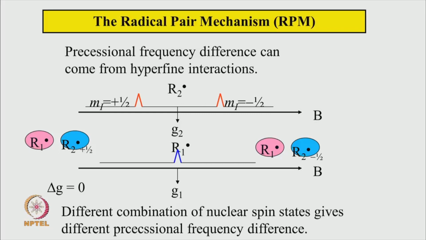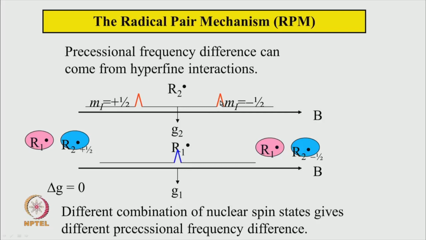So, in what other way can the precessional frequency be different? We now bring in the role of hyperfine interaction. Let us say radical 1 has no hyperfine line, so it appears at g equal to this g1. Radical 2 also appears at the same place, that is, delta g is 0 for both of them, but it has one spin half nucleus. So, they give a doublet line, one line here, the other line there. This axis is the magnetic field axis, but one can think of this also as a frequency axis. So, if this line is appearing in this place, then between this and this is the difference in their precessional frequency.